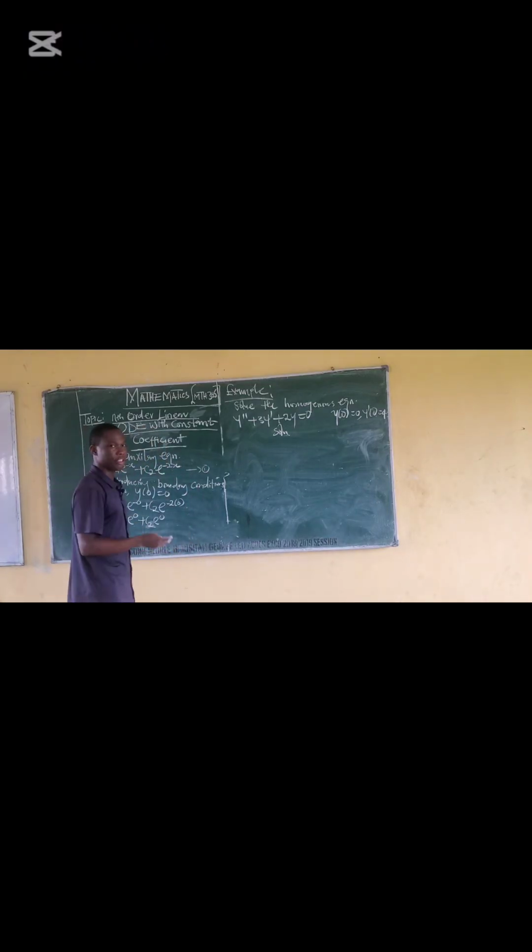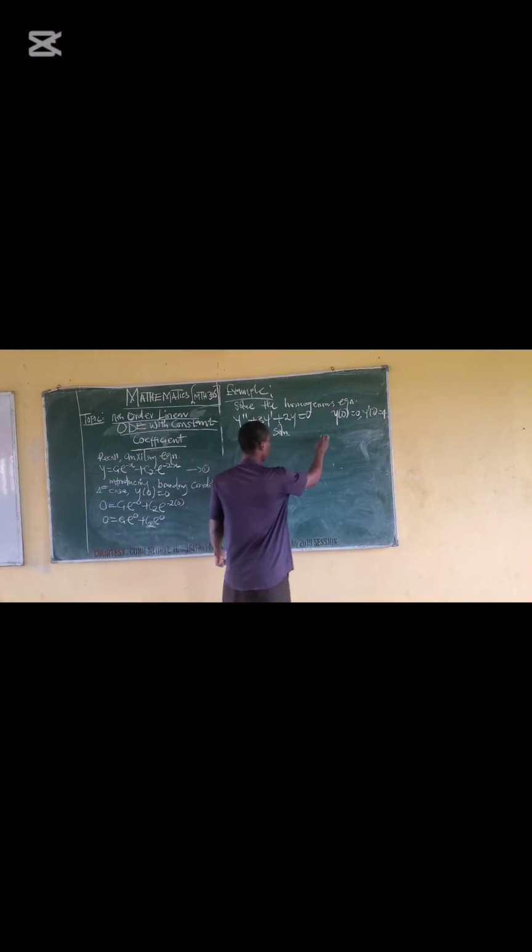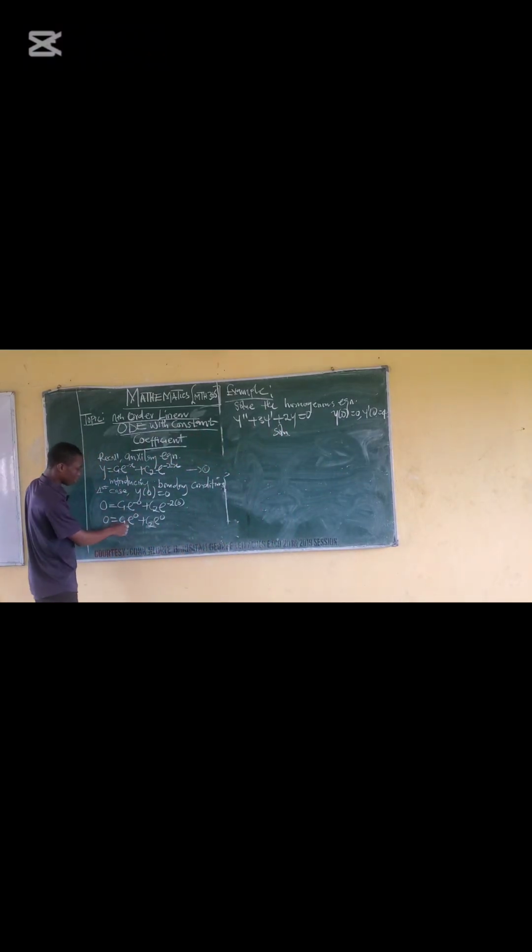From our law of indices, we know that any number raised to the power of 0 is 1, apart from 0 to the power 0. Because if you put 0 to the power 0 in your Casio or any calculator, it will give you a math error. So the law of indices states that anything raised to the power of 0 is 1. So this is 1 because it is raised to power 0, and this is 1 because it is raised to power 0.